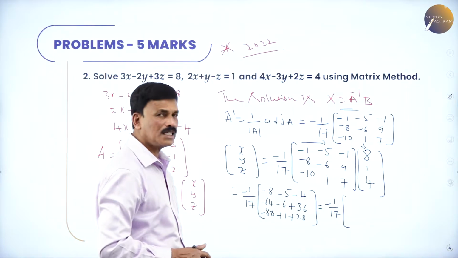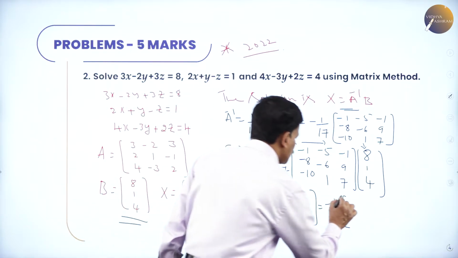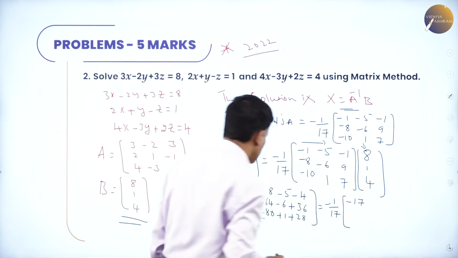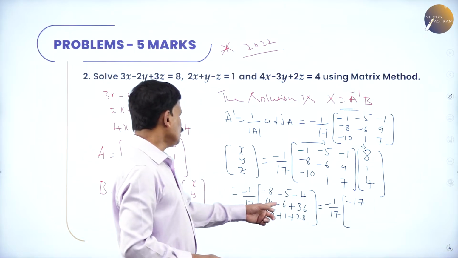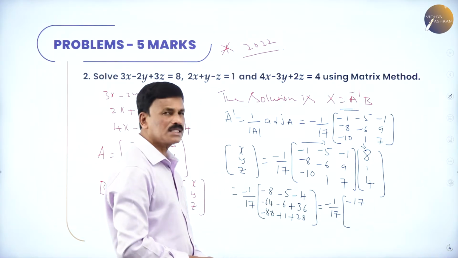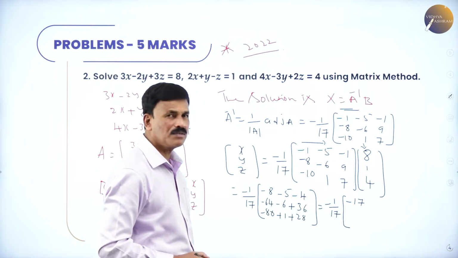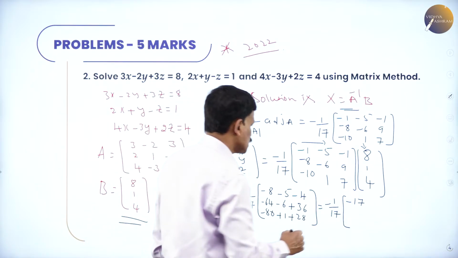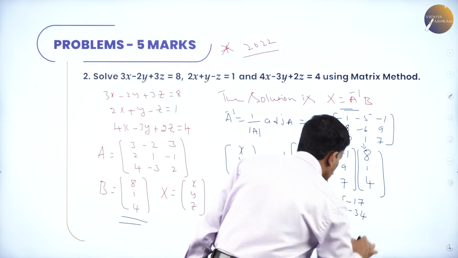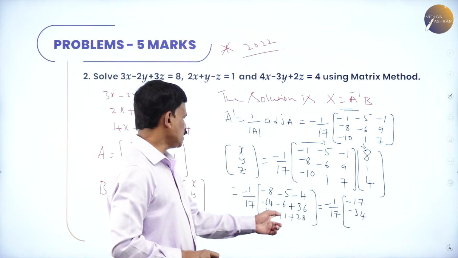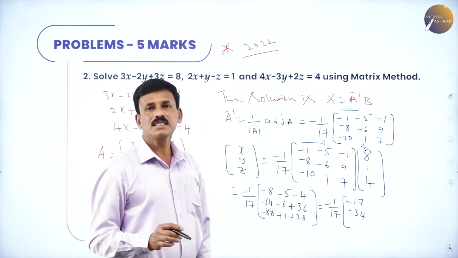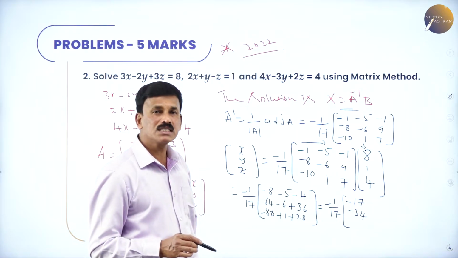Minus 4 minus 9 minus 8 is minus 17. Again it is minus 17. See here: minus 64 minus 6 is minus 70. Minus 70 plus 36 is minus 34. Then what is this? 28 plus 1 is 29. Minus 80 plus 29 is equal to minus 51.